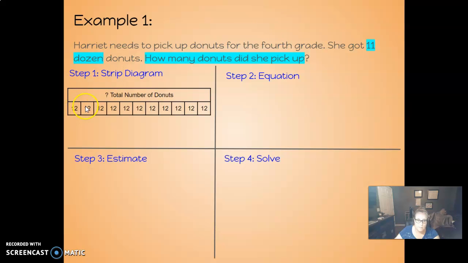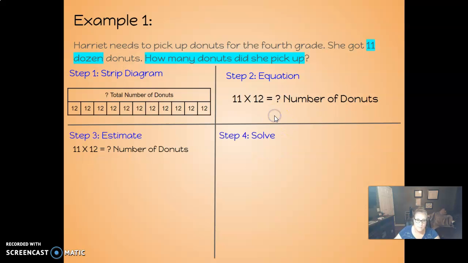And if I count it, I have 1, 2, 3, 4, 5, 6, 7, 8, 9, 10, 11. And there are 12 inside of each one. So 11 groups of 12. Whenever I'm multiplying, that multiplication sign, that X, really means groups of. So she has 11 groups of 12, and I am looking for my total number of donuts. After I've done my strip diagram, I'm going to go to step 2, which is my equation. My equation I am trying to solve for this problem is 11 times 12 equals, I don't know, that's what I'm trying to find out, but it's going to tell me the number of donuts.